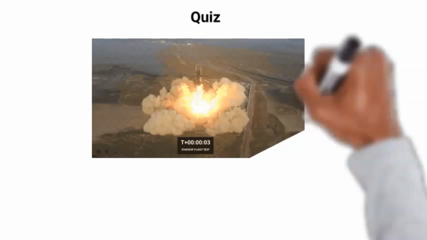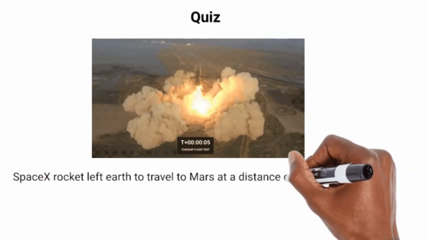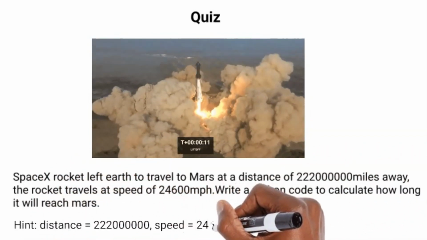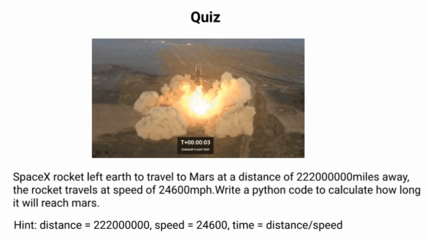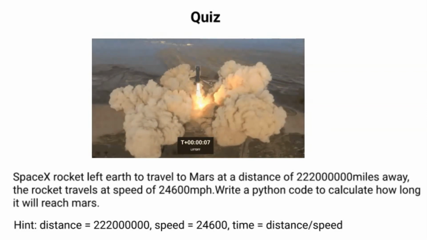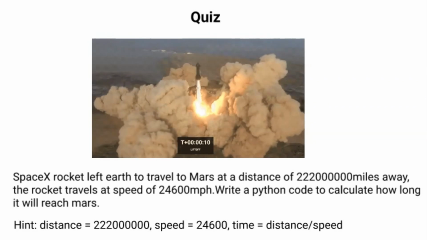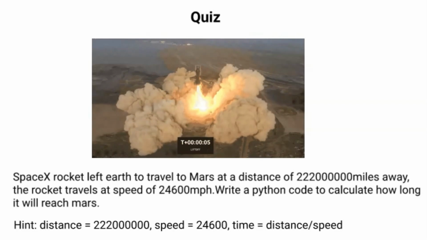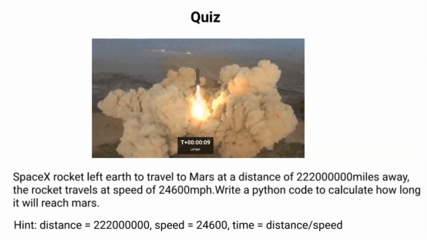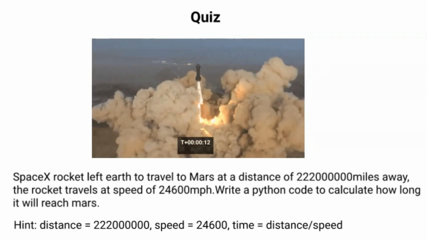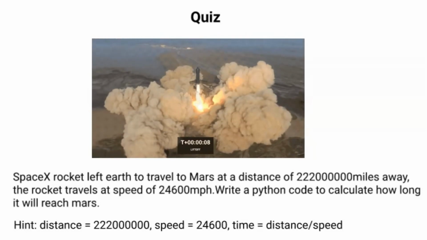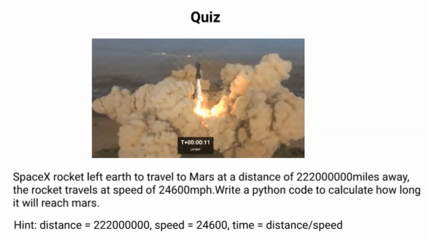All right, guys, so this is the quiz that I have for you guys today. It is very easy. Please don't be afraid of it. It's the same example that I gave you in the code earlier, right? So the question is: a SpaceX rocket left Earth to travel to Mars at a distance of 222 million miles, right? So the distance between Earth and Mars is 222 million, right? So the rocket traveled at speed of 24,600 miles per hour. So your job is to write a Python code to calculate how long that rocket will reach Mars, given this distance, given this speed, right?